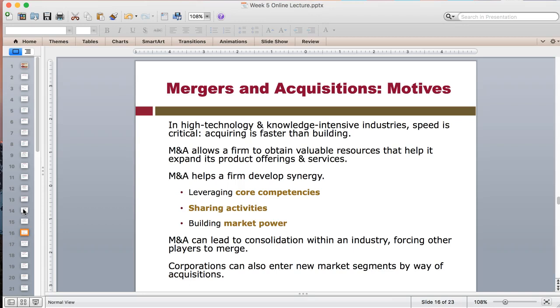Corporations can enter new market segments by way of acquisitions. Like we talked, Dell Computer a few years back decided they needed to diversify, so they bought a major IT consulting company. The idea was that the synergy was that they would recommend using Dell computers, but Dell didn't do very much internal development, and the best way for them to diversify was through acquisition of a company that allowed them to get into a new market segment.